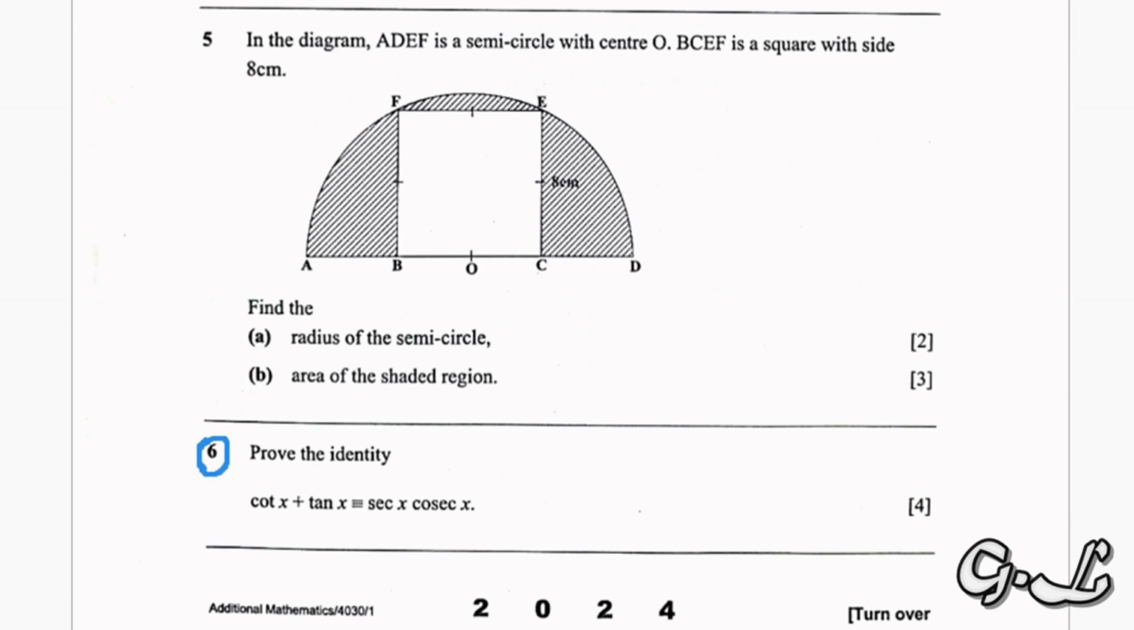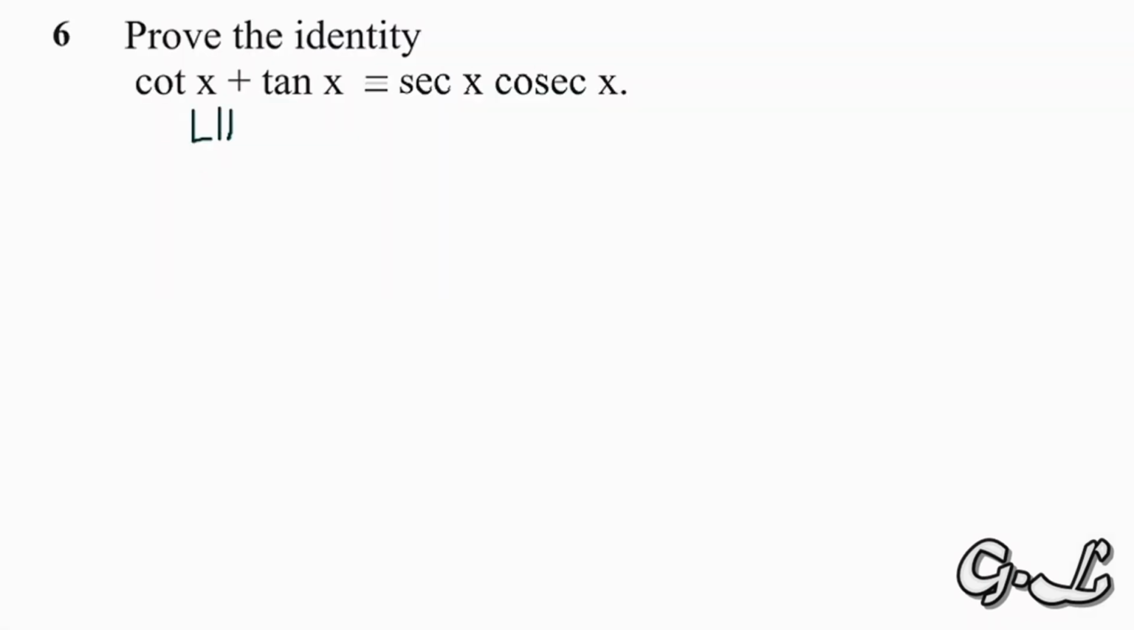So now let's quickly go into the solving. So this is the identity that they want us to prove. What we're going to do is that you can select any part which you think can be easier for you to prove. According to this video tutorial, we chose the left hand side. So we're going to solve what is on the left hand side so that it gives us sec x cosec x.